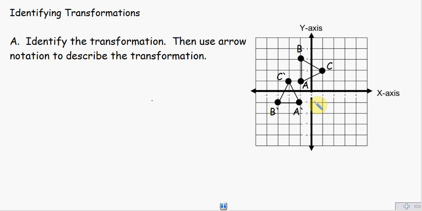It's not a translation. The only thing we have left is a rotation. We can kind of see this here. If we go from B to B, notice the rotation, notice the arc there. C to C, notice the arc there. A to A, notice the arc there. Those three can give you a hint that this is in fact a rotation. So first step, identify the transformation. This is a rotation.